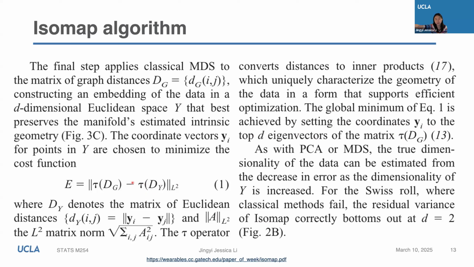You get an input data, the distance matrix, convert that to a Gram matrix, and then you do eigen decomposition on the Gram matrix. As with PCA or MDS, the true dimensionality of the data can be estimated from the decrease in error as the dimensionality of Y increases. So in other words, the higher the dimension of your Y, the better approximation you can get. But we're only able to visualize 2D or 3D, right? So the dimension of Y cannot really be greater than 3. Otherwise, you lose the purpose of doing visualization. For the Swiss roll, where classical methods fail, the residual variance of Isomap correctly bottoms out at d equals 2. So basically, you can choose 2 dimensions.